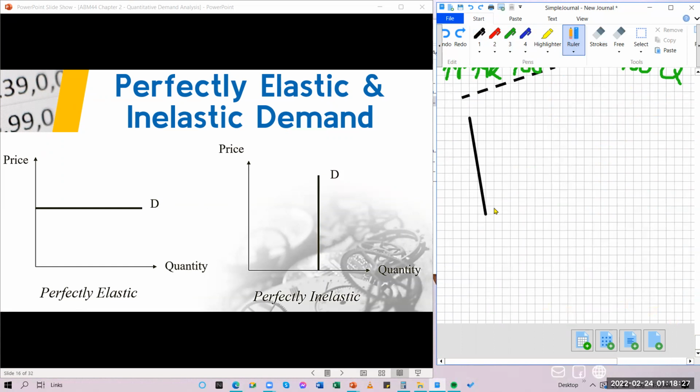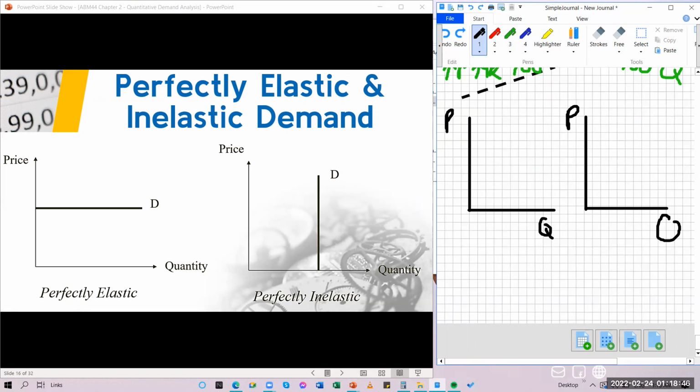We have this one. I'll just put a cute graph. I hope you understand it. Let's have here price and quantity. It goes the same with price and quantity. So we have two graphs: perfectly elastic and inelastic demand.